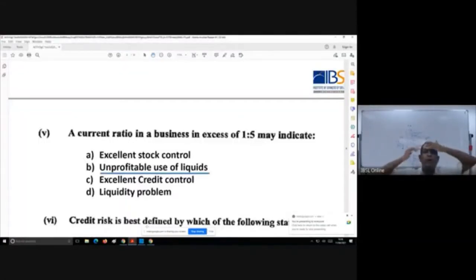Right. So a current ratio in a business in excess of 1.5:1 means you have used a lot of your long-term funding to finance current assets. You have not utilized your creditors, your short-term facilities. When you can borrow and take a credit period without increasing your cost, that's good. You are not using your own money, you are using others' money, right?